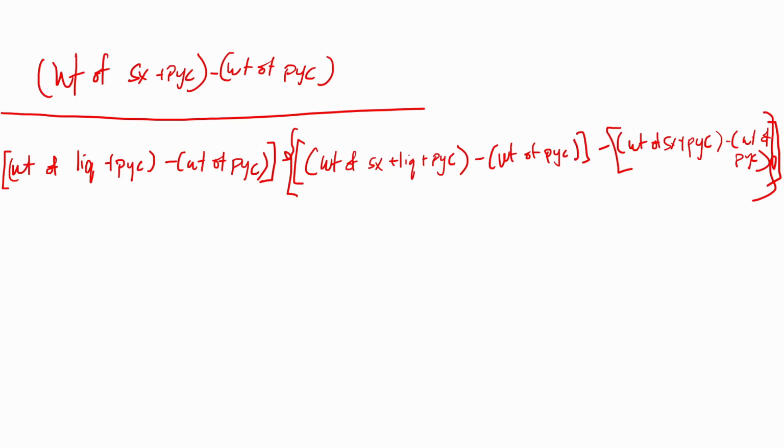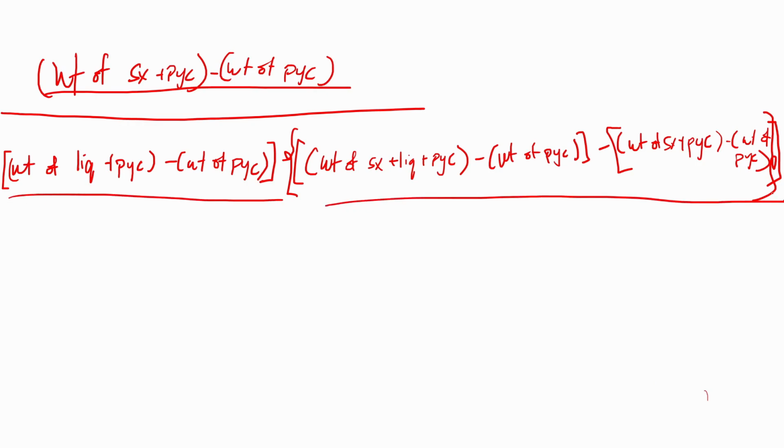Okay. Mahaba yung baba. So yung taas is weight of sample plus peak minus weight of peak. Sa baba, weight of liquid plus peak minus weight of peak, minus. Isang buo to ha. Isang buo tong part na to. So it's actually 3 parts: 1, 2, 3. Weight of sample plus liquid plus peak minus weight of peak.